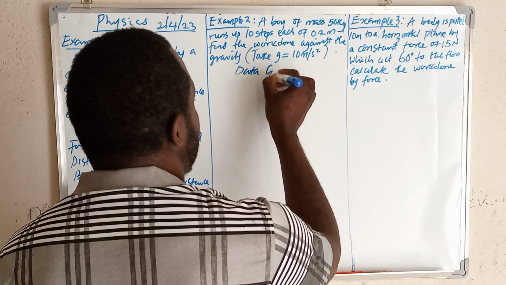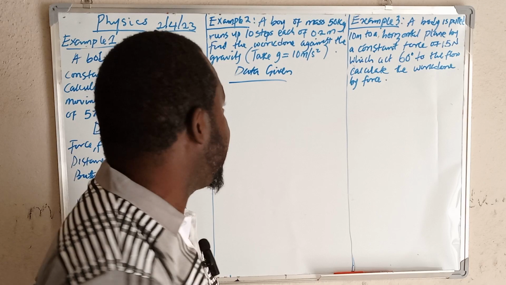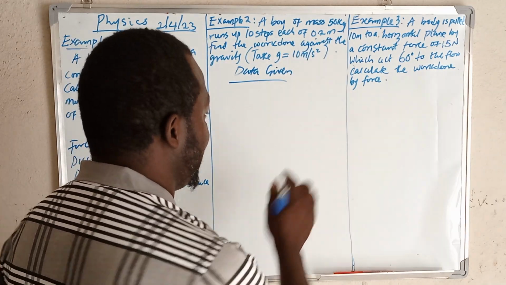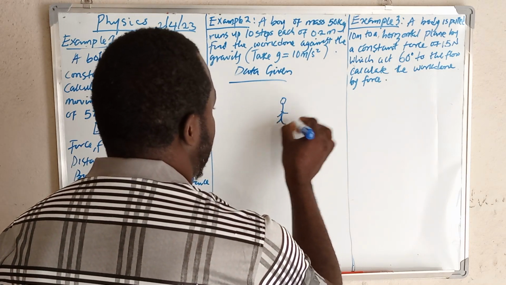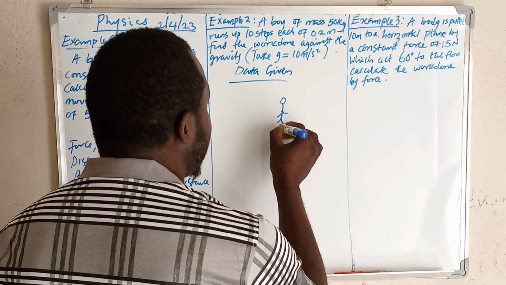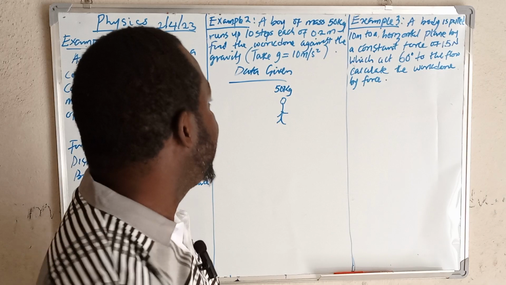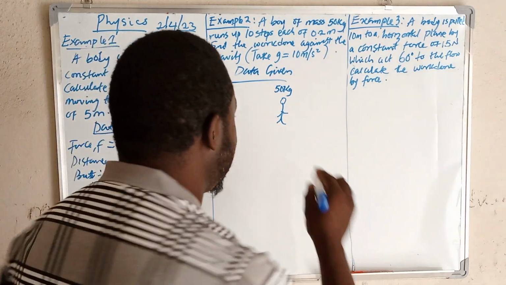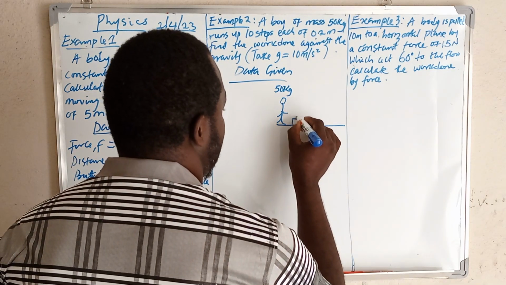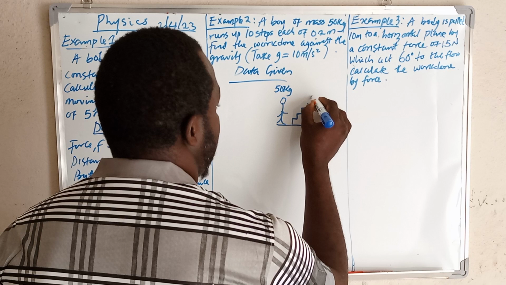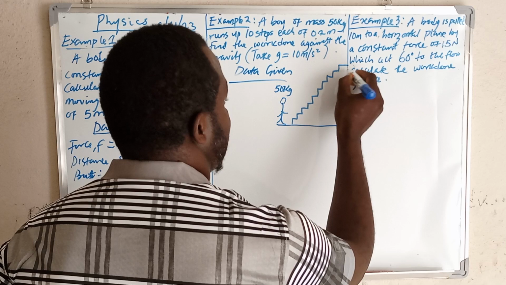Our data given. After getting our data, let's understand the question first. A boy of mass. Let me write a small diagram. This is a boy, for instance. The mass of this boy is 50 kg. Then they say he runs 10 steps. This is the floor. Then this is the step. 1, 2, 3, 4, 5, 6, 7, 8, 9, and step 10.